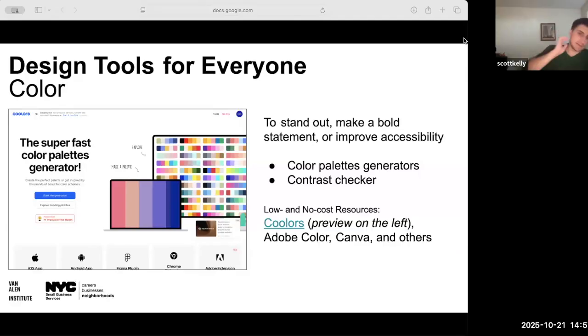And then also something to keep in mind with color is that the colors you can see on screen are a far wider spectrum than what you're able to print.